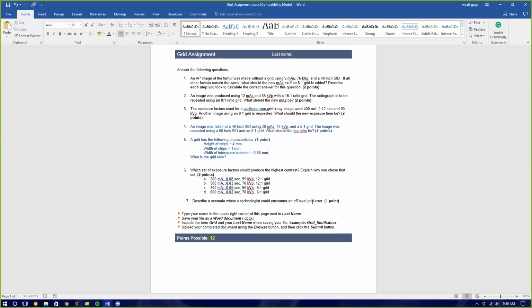The image was repeated using a 60-inch SID and an 8:1 grid. What should the new mass be? Okay, so you can see there's a number of different factors you need to figure out here. First, the use of a 5:1 grid ratio, and that's being changed for the new exposure. So we need to figure that out, and then we need to figure out what it should be given the new exposure. And so we kind of have to go back to square one, or back to ground zero, however you want to say it.